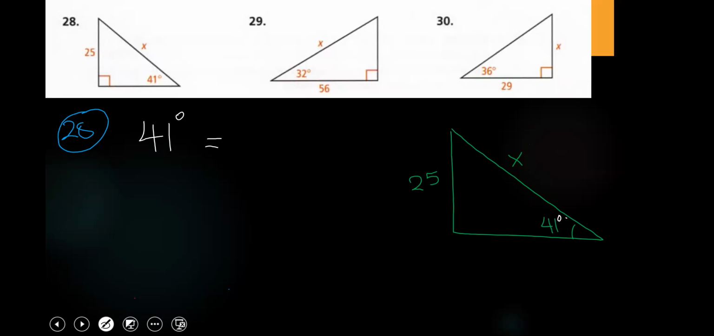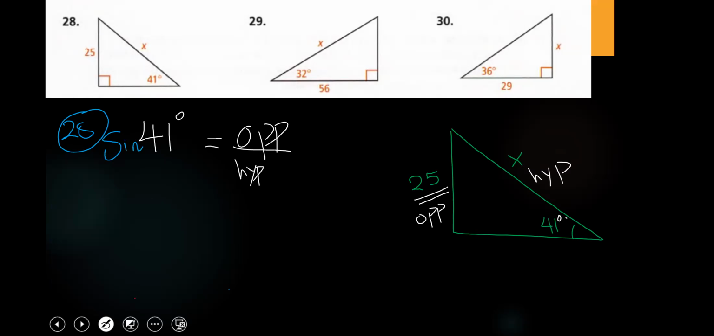Then for the angle 41, what did I have related to the angle 41? Opposite over hypotenuse. Opposite I have of the 25, opposite side 25, and I have the hypotenuse. So I will say then the opposite over the hypotenuse, which is the sine.